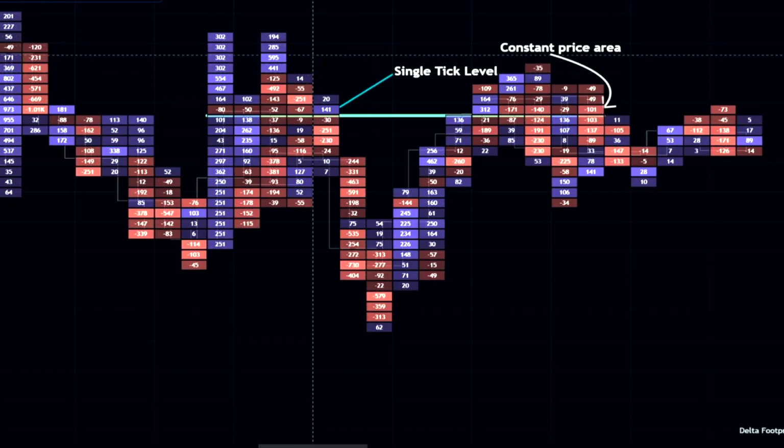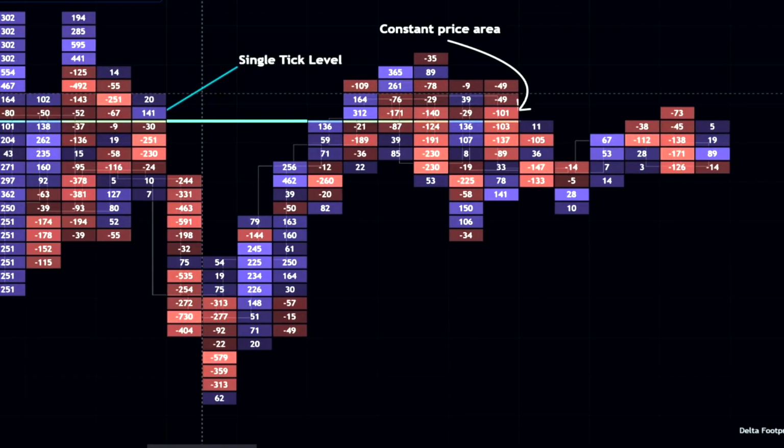Now, one of the coolest things about Footprint IQ is it doesn't take a long explanation to get how it works. It looks just like any footprint indicator you're probably already using. The big difference is that these footprints are built on tick levels set at the start of each trading day.